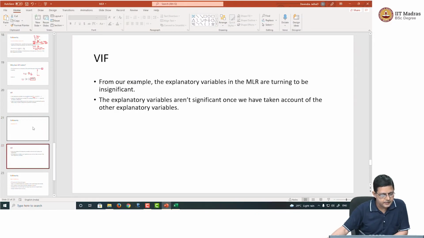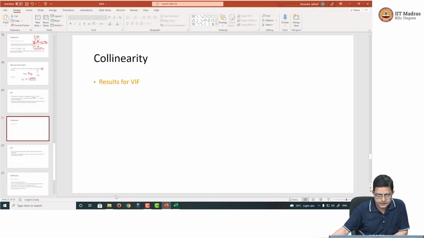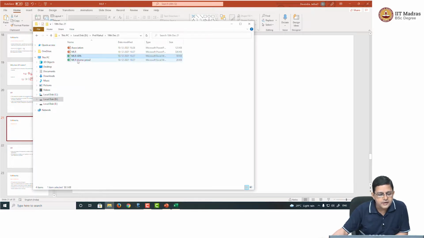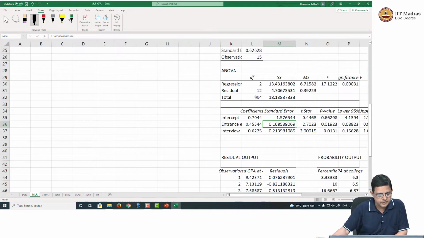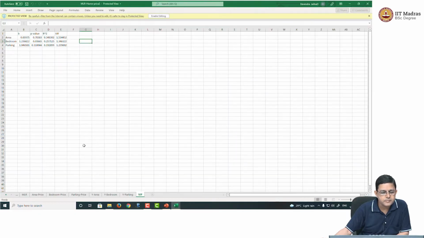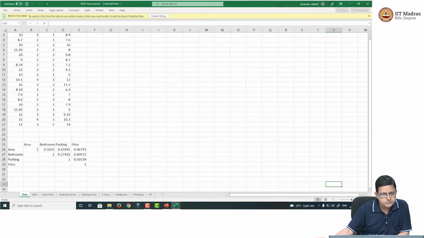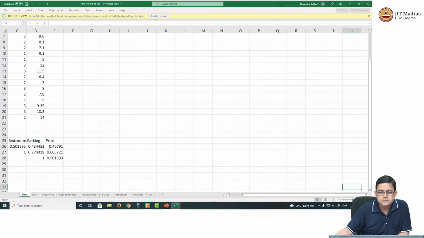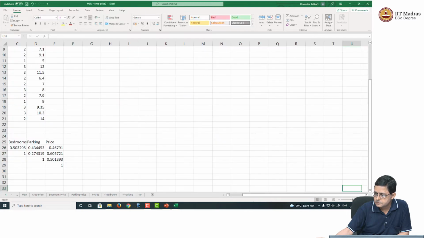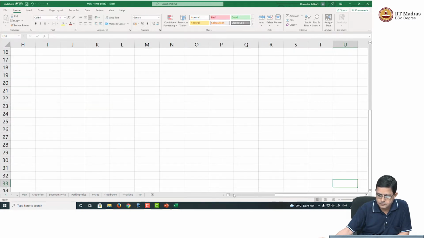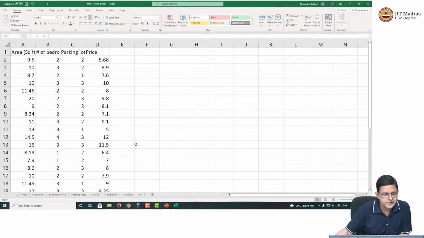Let us take that other extreme example that I spoke about. I have another example. I am not going to discuss this example a lot, but anyway, let us say this is the data.